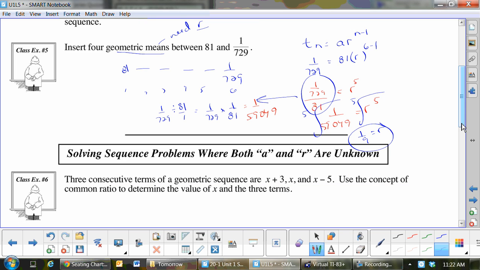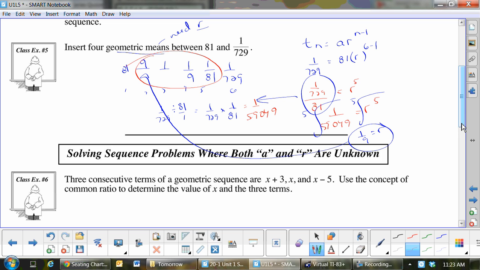Now when you have that, you can go up to here and multiply 81 by 1/9, and you get 9. If you take 9 and multiply by 1/9, you get 1. If you take 1 and multiply by 1/9, you get 1/9. When you take 1/9 times 1/9, you get 1 over 81. So that's how you fill them in.